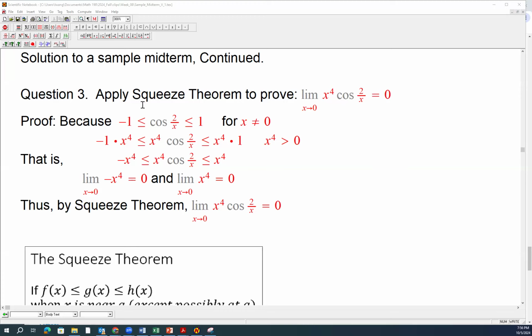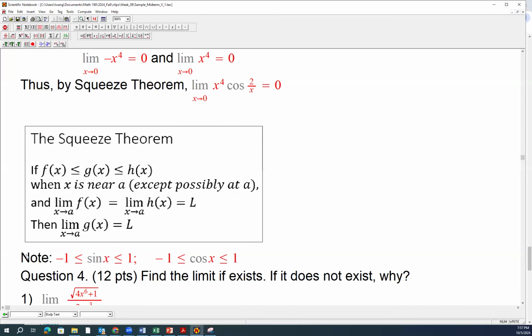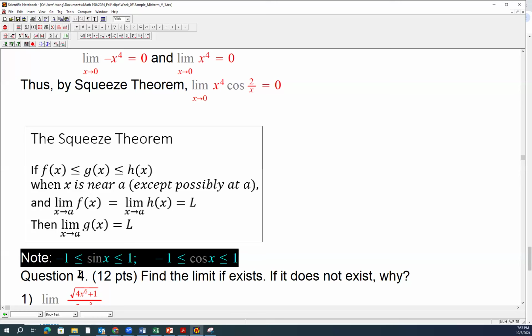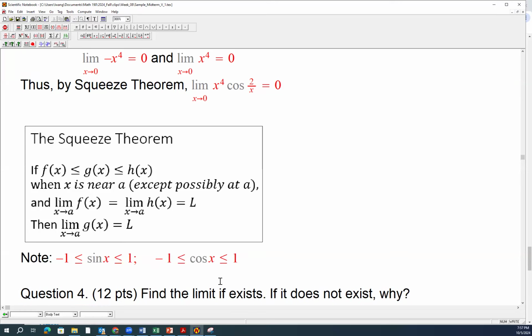We come to the third question, which is to apply the squeeze theorem to prove that the limit of this function equals 0. Before we start, we would like to review some of the facts. For example, we understand the range of both sine and cosine is between -1 and 1. And this is true for any real number x.